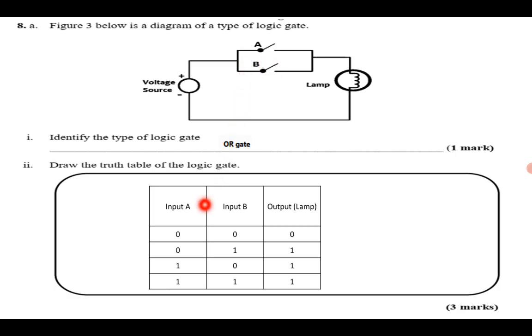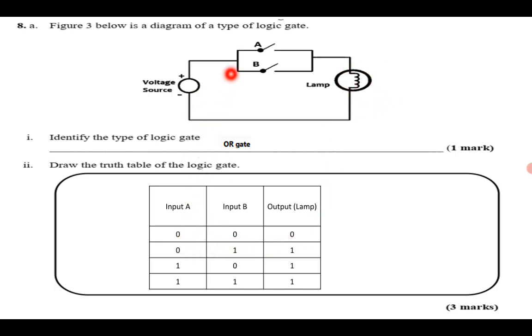So when both switches are open, both of them are 0, 0. 0 means the switches are open, they're not closed. Right now they're open, so there's no current flowing through A, no current through B. So the bulb will not give light.